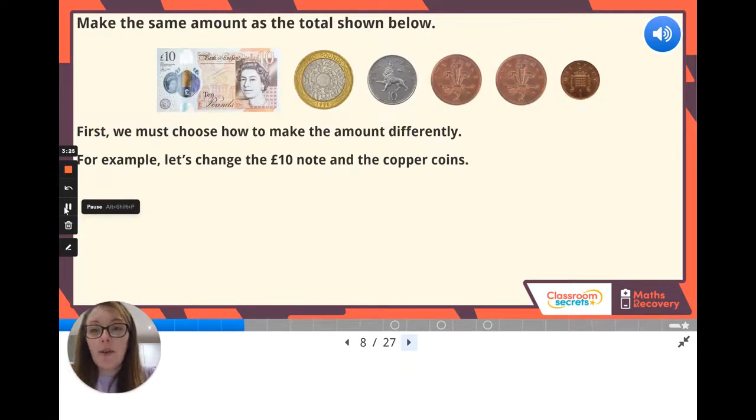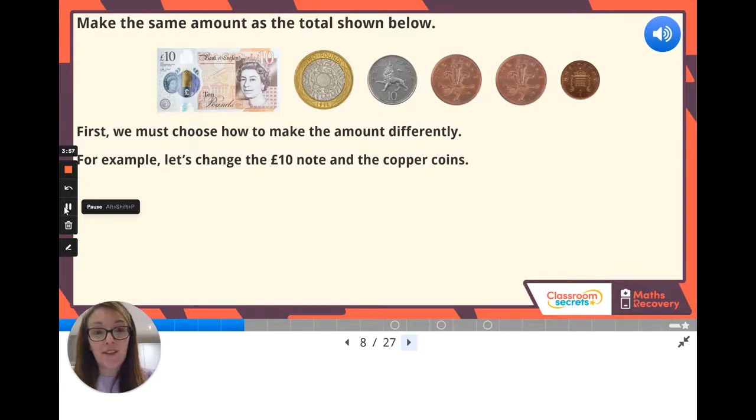So let's have a little go at this task then. We're going to see if we can make the same amount as the total shown below. So if we have a look carefully at the notes and coins, we can see the pounds, we have a £10 note and a £2 coin. So we add those together, we have £12. And if we look at the coins that are showing the pence, we have a 10p coin, two 2p coins and a 1p coin. So if we add those together, can you work out the total?